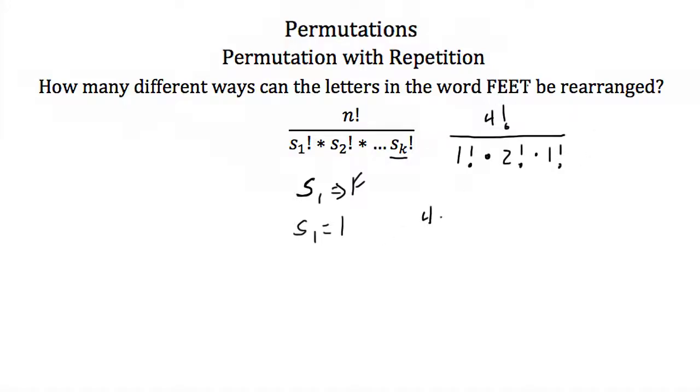This is equal to 4 times 3 times 2 times 1, over... Now 1 factorial is just 1, 2 factorial is 2 times 1, and 1 factorial is just 1. 4 times 3 is 12, times 2 is 24, times 1 is still 24. 1 times 2 is 2, times 1, and times 1 again is still 2. So there are 12 different ways that the letters in the word feet can be rearranged.